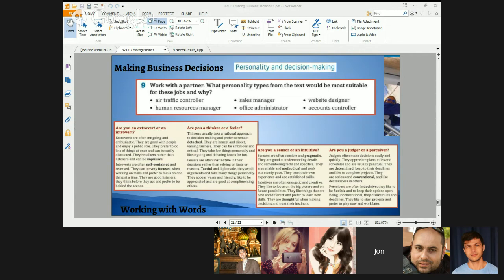Shadow, which of those do you think you could talk about? Air traffic controller. Sounds good. Okay. Daniel? Accounts controller. Good. Andre? Website designer. Perfect. Sylvia? Sales manager. Okay, there you go. Which one is left? Office administrator, right? Okay, maybe I can do that.